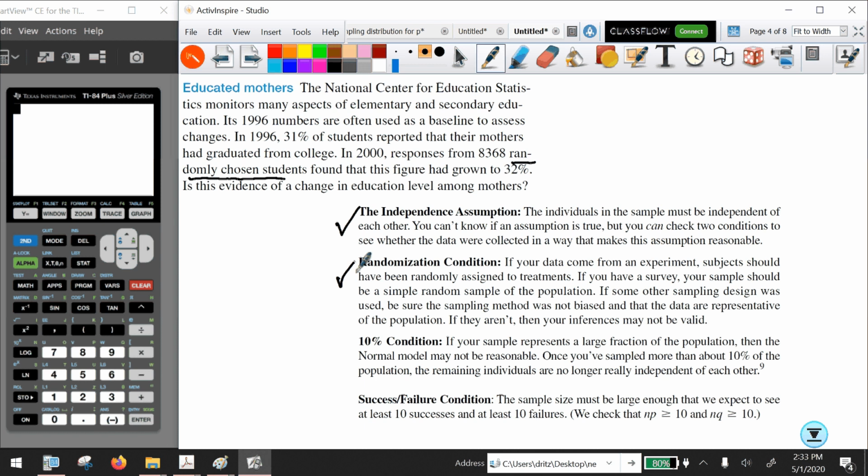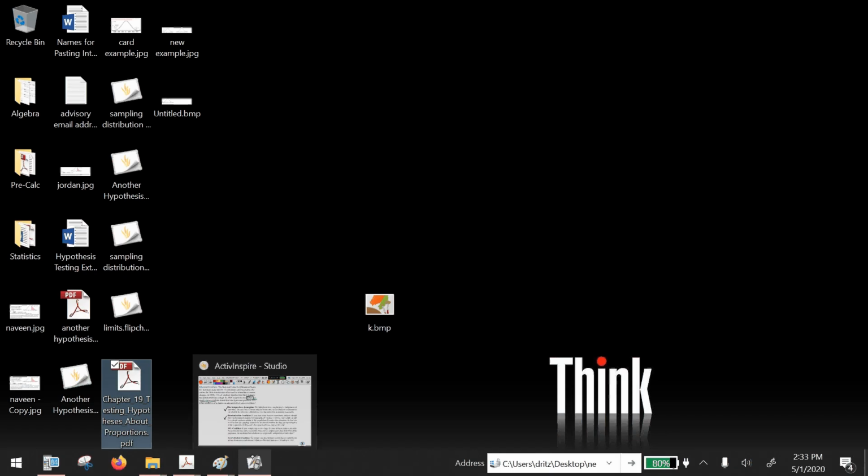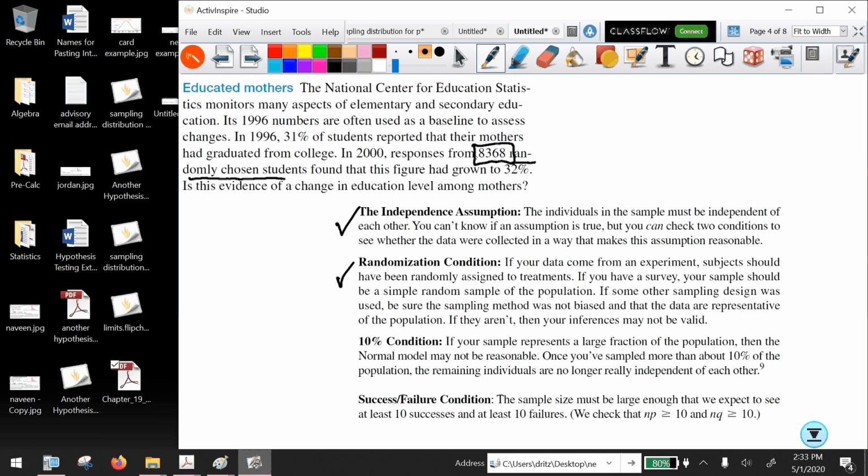The 10% condition. Does our sample of 8,368 people represent more than 10% of the population in question? The population in question are students, I'm assuming students in the United States. So there's no way that 8,000 students comes even close to 10% of the entire population. So that is definitely met.